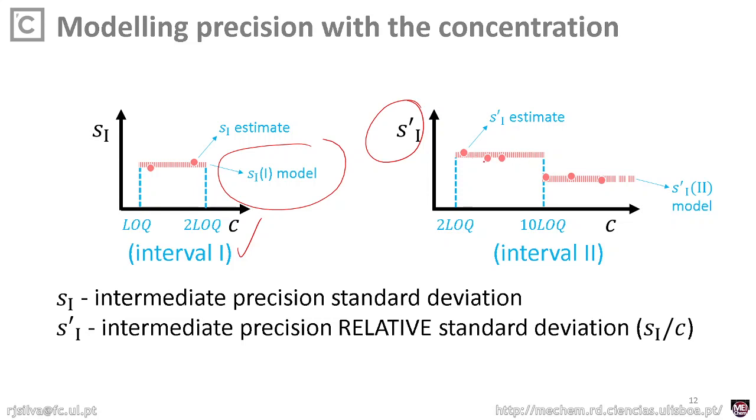If you want to improve your model, you can even divide this interval into two shorter, smaller intervals. For instance, between 2LOQ and 10LOQ and above 10LOQ, and you have two-step models of two pooled relative standard deviations to model how precision varies with your concentration level.